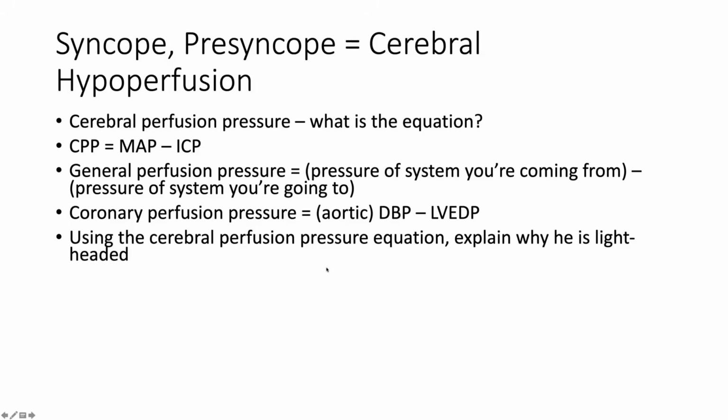Hadra, tell me, using the cerebral perfusion pressure equation, why does he get lightheaded when he stands up? He gets lightheaded because the MAP decreases and the intracranial pressure is high. Basically, the cerebral perfusion pressure decreases. I don't even know that I would say ICP is high. The ICP is probably normal. But the point is that the ICP is unchanged. If MAP decreases relative to ICP, then your cerebral perfusion pressure is going to go down.